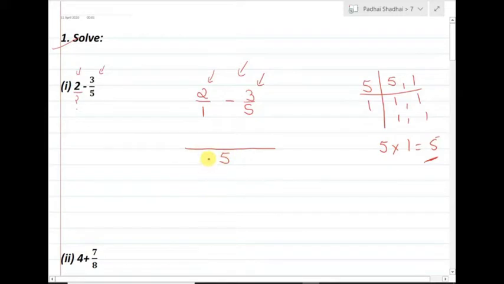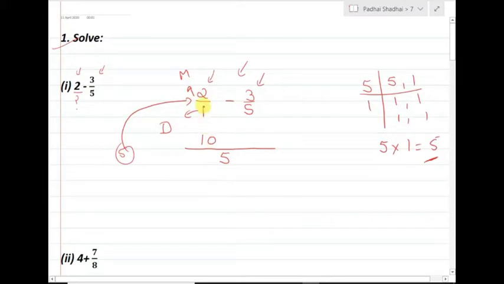And remember here, beta, we have to divide the LCM by the denominator and multiply it with the numerator. Remember it, divide the LCM by the denominator and multiply it to the numerator. So when we divide 5 by 1, we will get 5. So we have to multiply the numerator by 5. So 2 5s are 10.